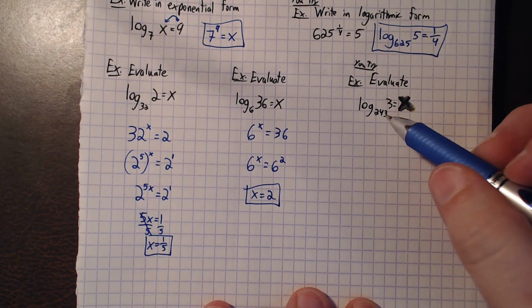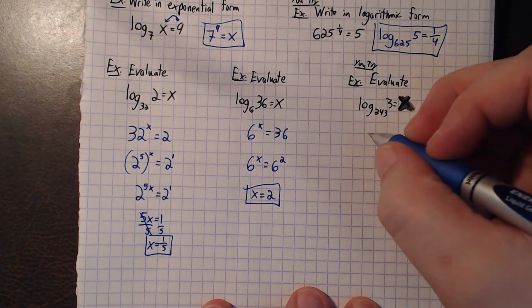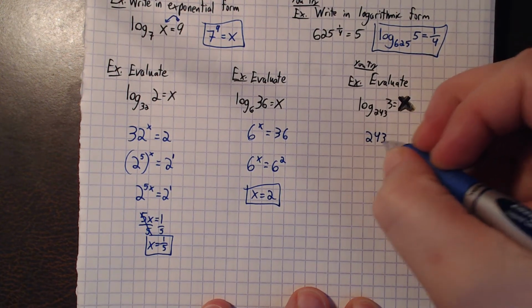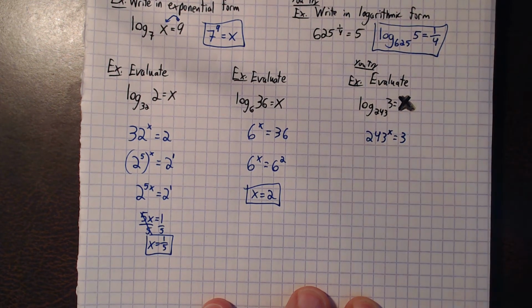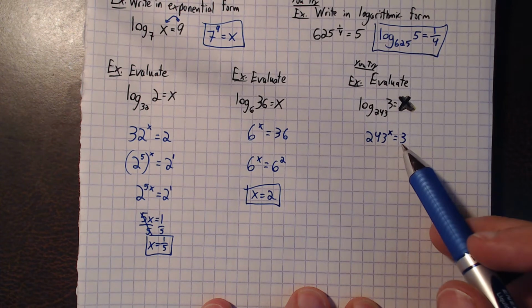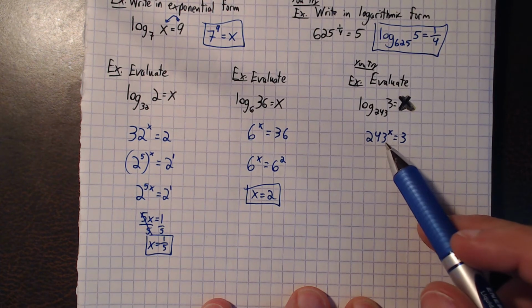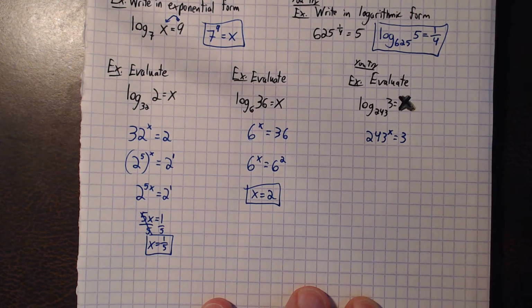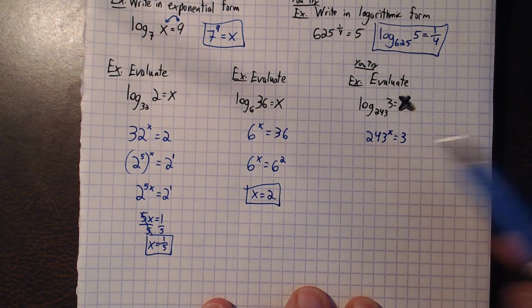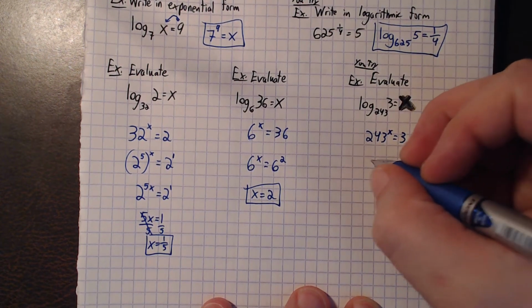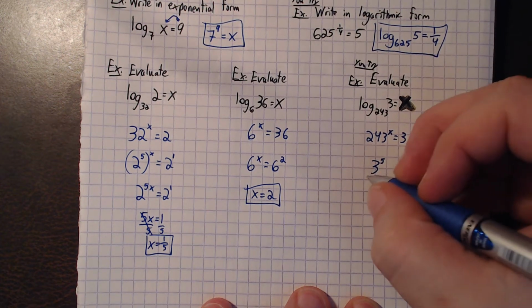We know that we're going to have 243 to the power of x equals 3. Now, I can't change the 3 at all, so I'm going to have to change this 243. A good idea is that because I want these to be the same base, this is probably going to be 3 to some power. In fact, it's going to be 3 to the 5th.